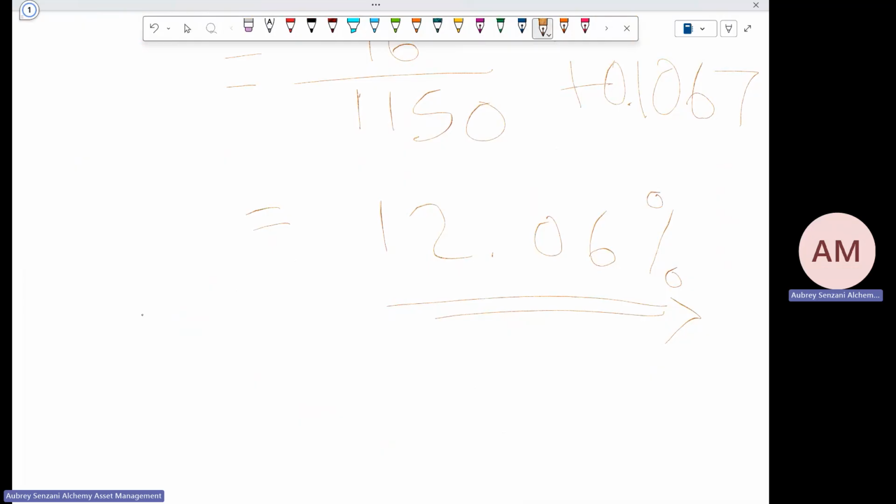What was the question again? Why is the cost of capital on your new share issue higher than the cost of capital on your ordinary shares?